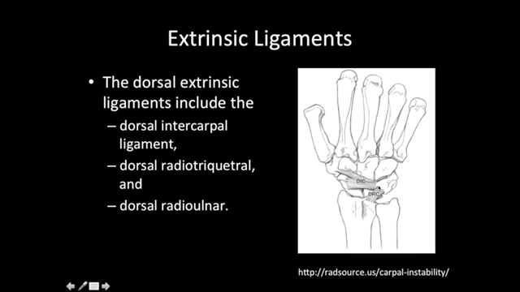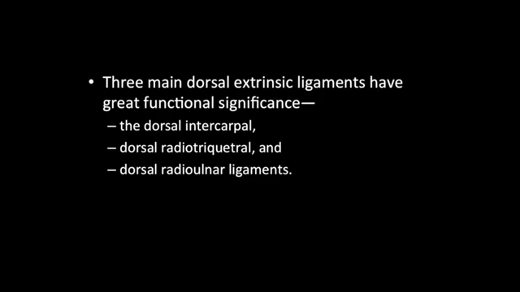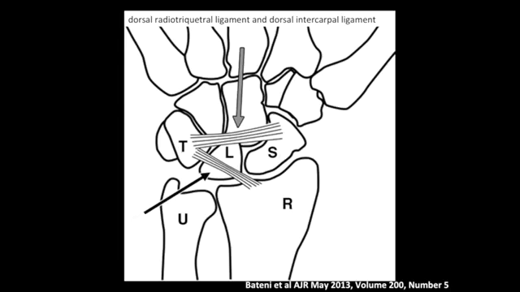We will also see a ligament traveling from the dorsal aspect of the triquetrum towards the scaphoid as well as the trapezium and trapezoid. This is known as the dorsal intercarpal ligament collectively. There are three different bands of the dorsal intercarpal ligament: a scaphotriquetral ligament, a trapeziotriquetral ligament, and a trapezoidotriquetral ligament. So the three main dorsal extrinsic ligaments have great functional significance. They include the dorsal intercarpal, the dorsal radiotriquetral, and the dorsal radioulnar ligaments.